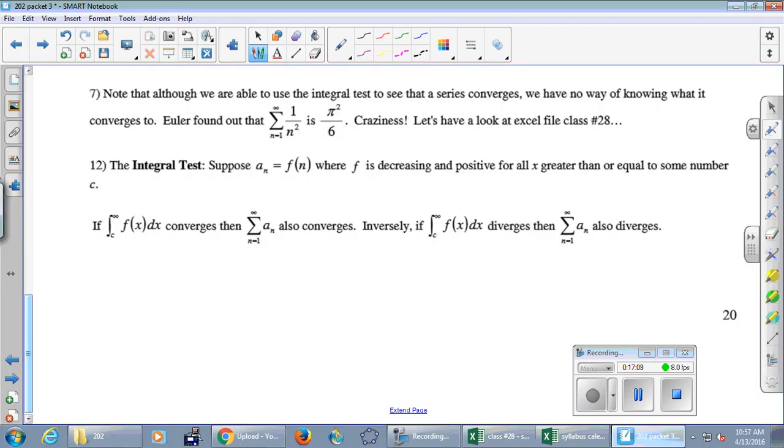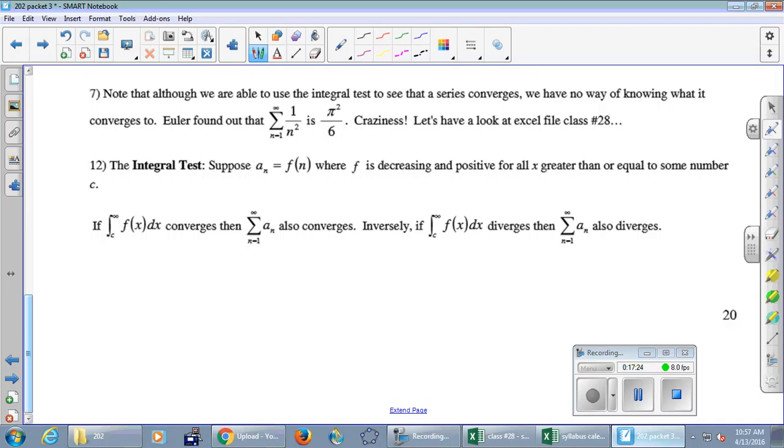Okay, so although we're able to use the integral test to see that a series converges, and we'll get back to our sentences, but you guys are pulling us down. So typically we have no way of knowing what a series converges to. All we're going to say is, hey, it converges because we have this test.